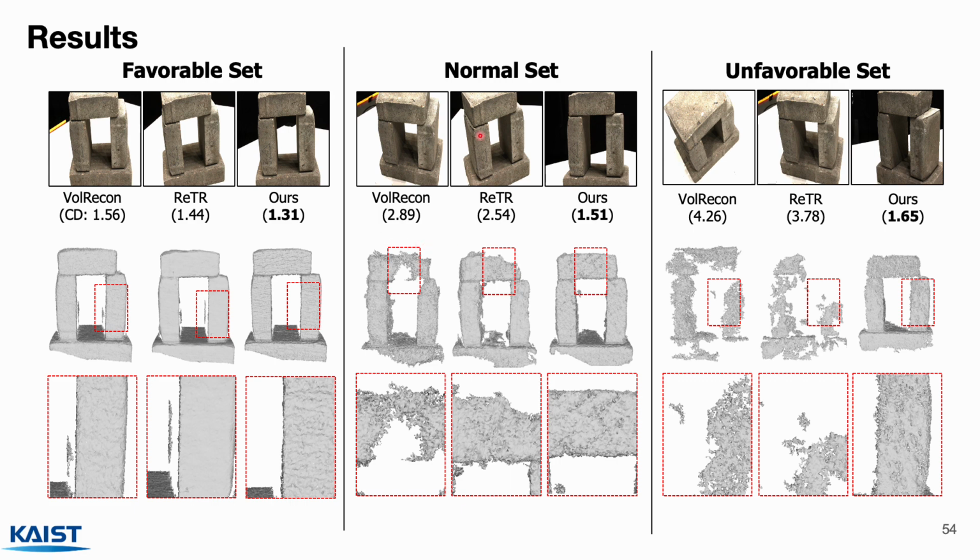However, if we test with the normal set, performance degradation already happens in the baseline methods, while our method faithfully reconstructs the geometry pretty well. And if we go to the unfavorable sets, VolRecon and RTR, the baselines, severely degrade when the inputs are really unfavorable, while our method still robustly reconstructs the underlying geometry pretty well.